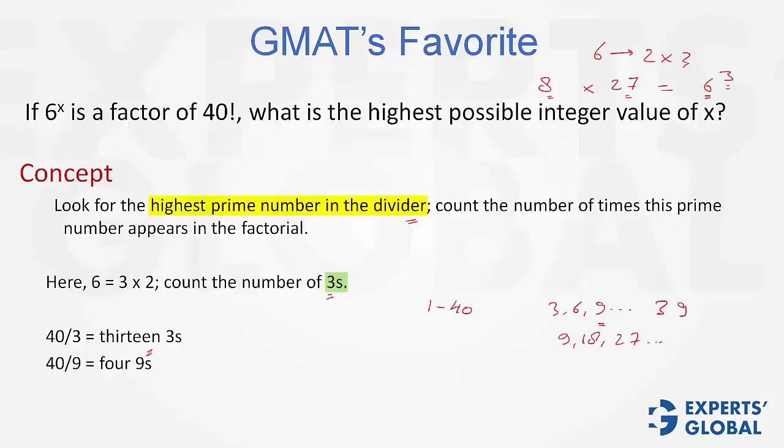So 40 divided by 3 to the power of 2, or 40 divided by 9. There are 4 such numbers which will have 2 3's in them. Then, there will be one number, 27, which has a 3 cube, or 3 3's in it.